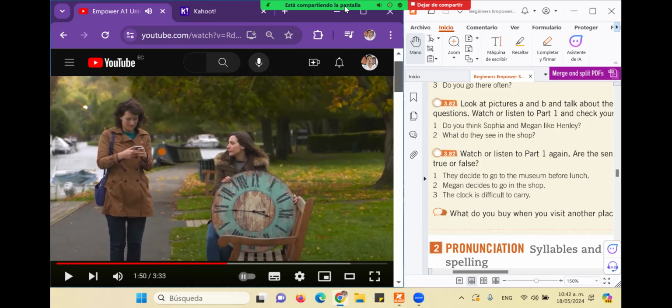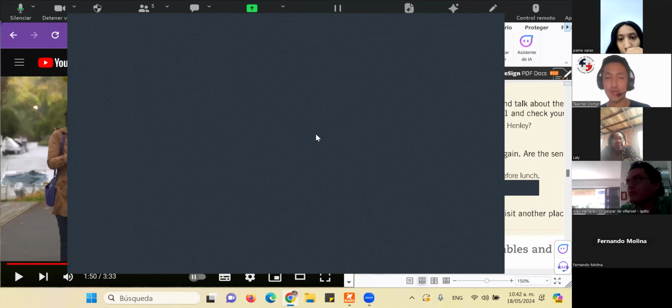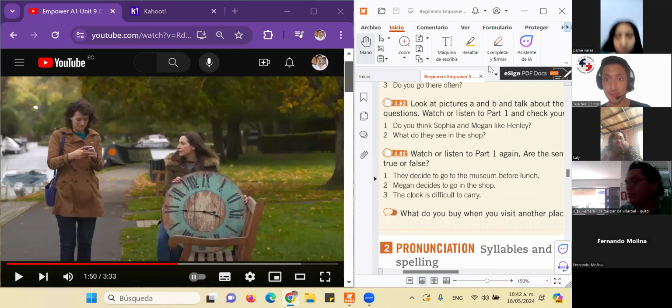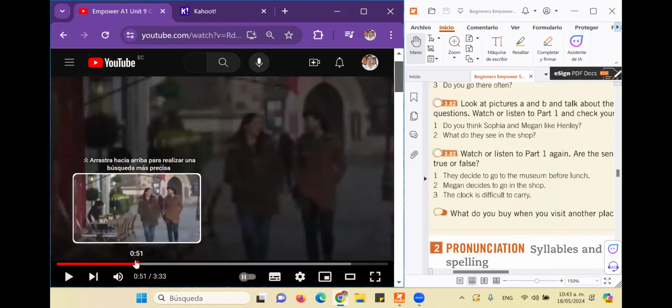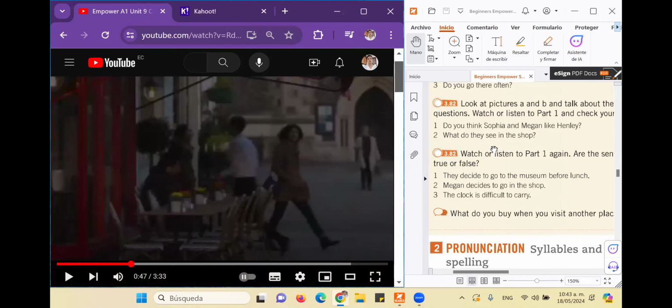Okay, so let's take a look and let's answer the questions, okay? Number one, they decide to go to the museum before lunch. Yes or no? Después del almuerzo, before lunch, they decide to go to the museum.